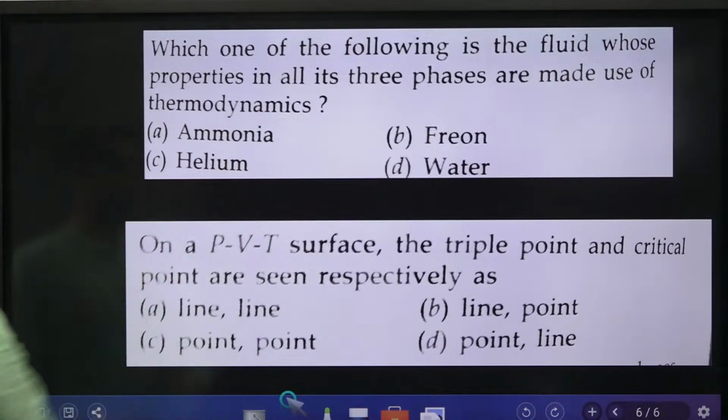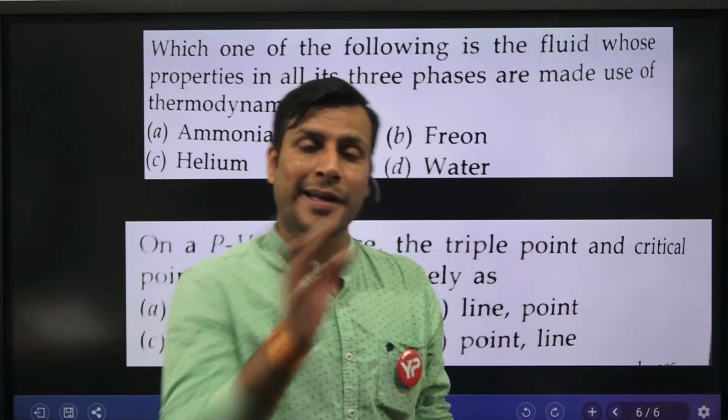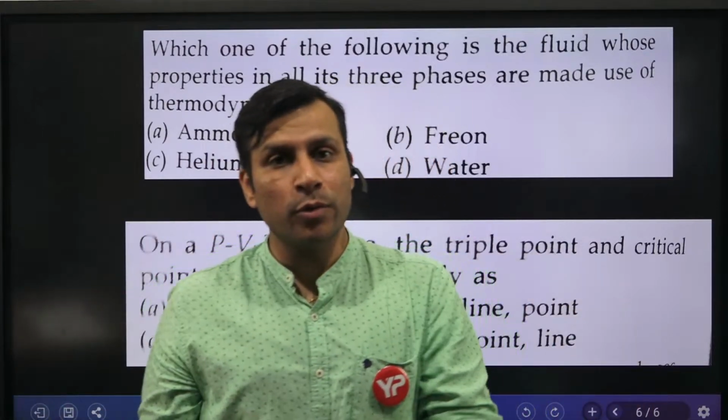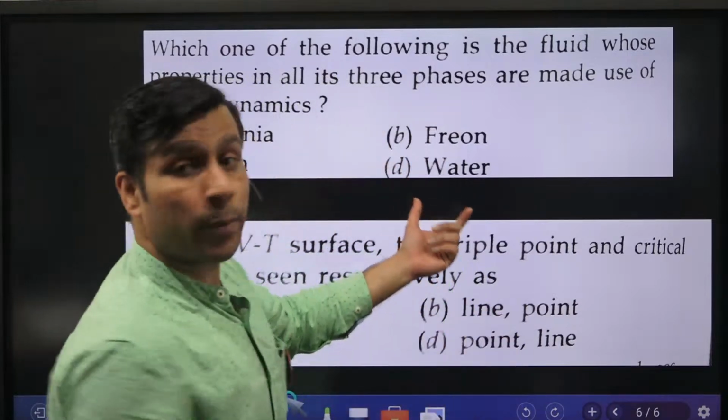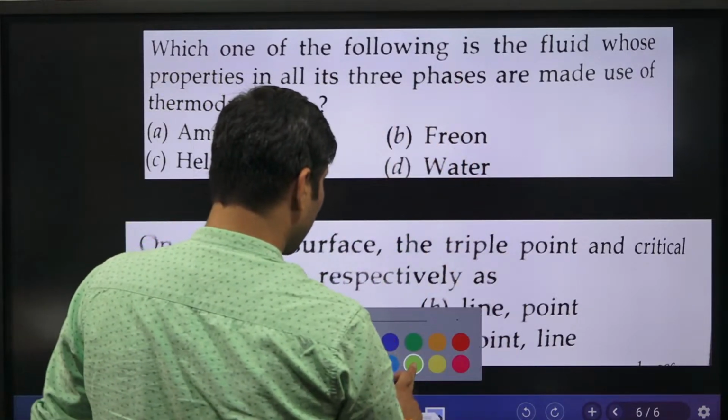So two more questions are in front of you. Which one of the following is a fluid whose properties in all its three phases are made use of in thermodynamics? Means thermodynamics में जिसकी properties को हम use करते हैं? ये तो बहुत आसान question है. We use the properties of water. We generally define specific heat of water, latent heat of water, latent heat of fusion of water, triple point of water, ice point of water, steam point of water. So most of the properties in thermodynamics we make use of water. Okay, so answer क्या हो जाएगा?